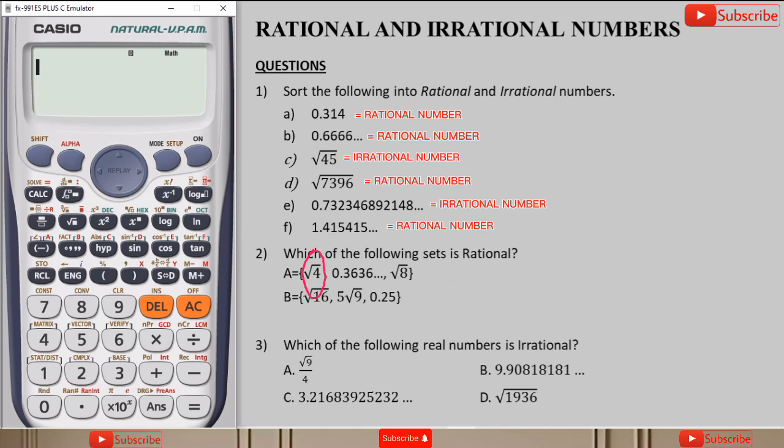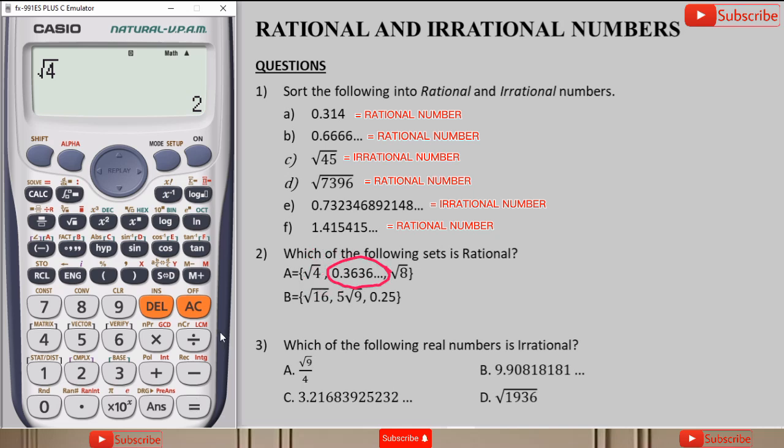So let's start from the first element, which is square root of 4. So I input square root of 4 into the calculator, and afterwards I tap on equal to. So square root of 4 is the same as 2. And we know that 2 is an integer, and all integers are rational numbers. So I can conclude that square root of 4 is a rational number.